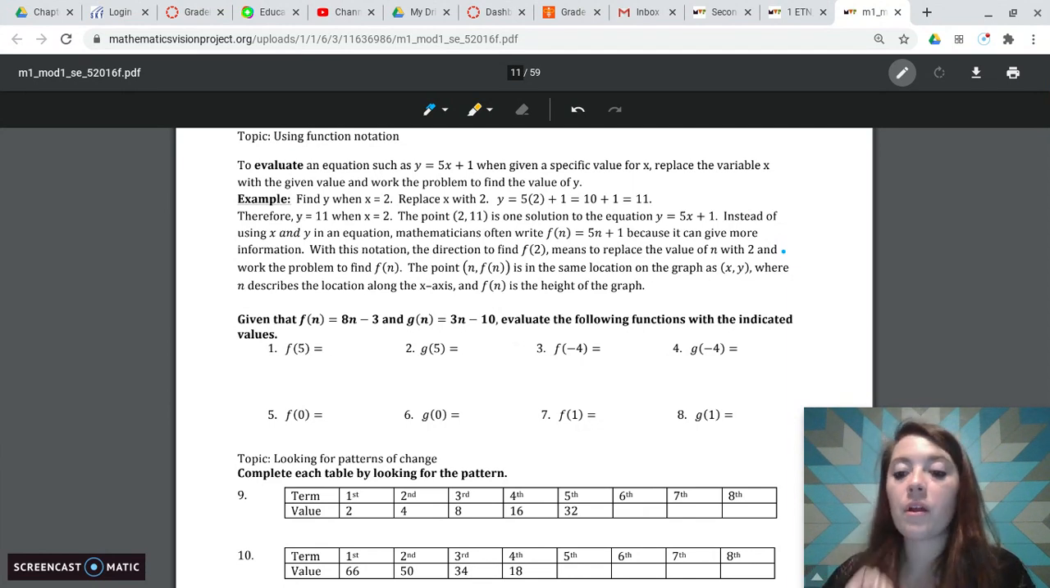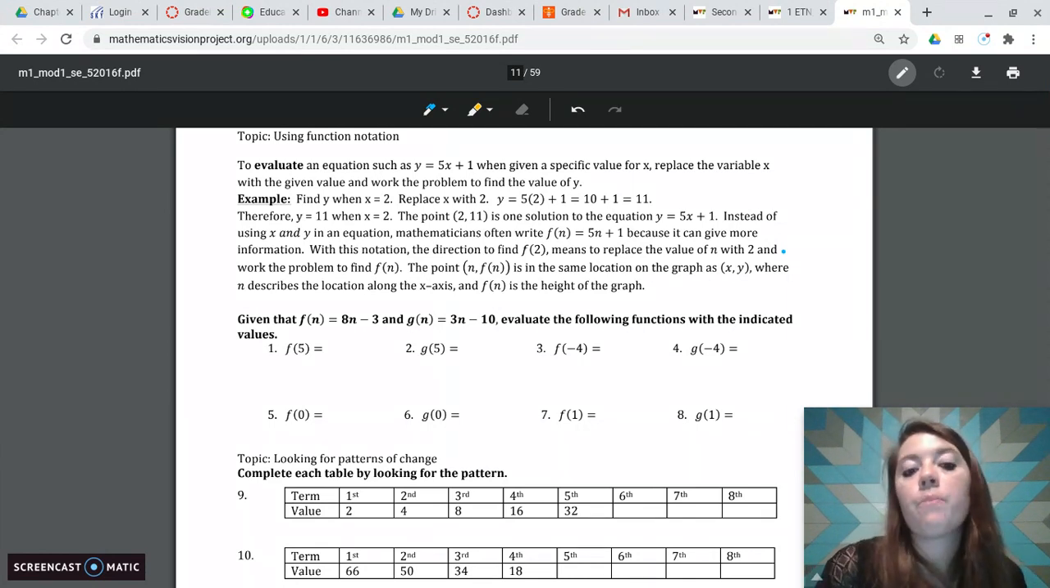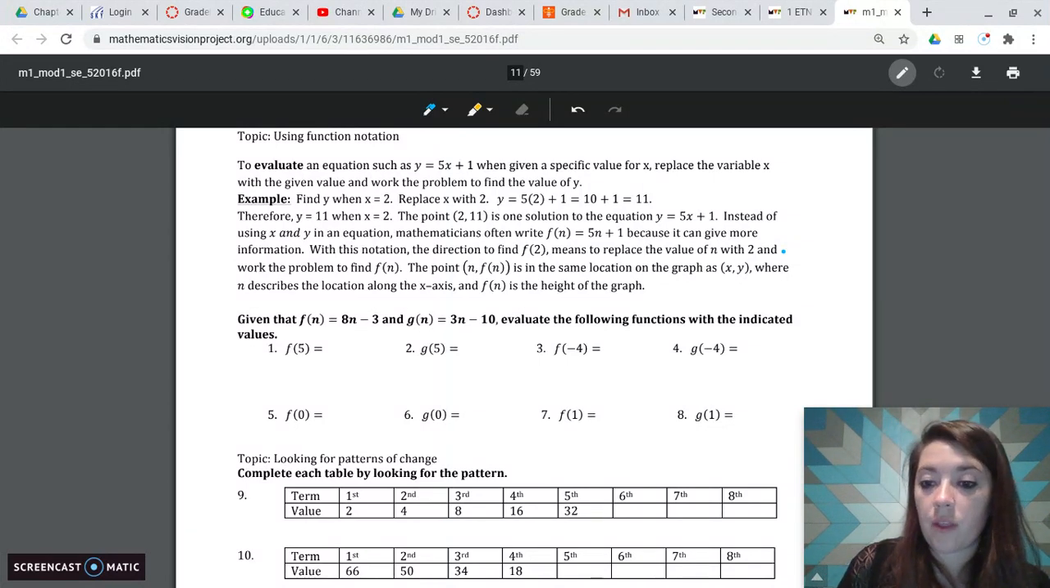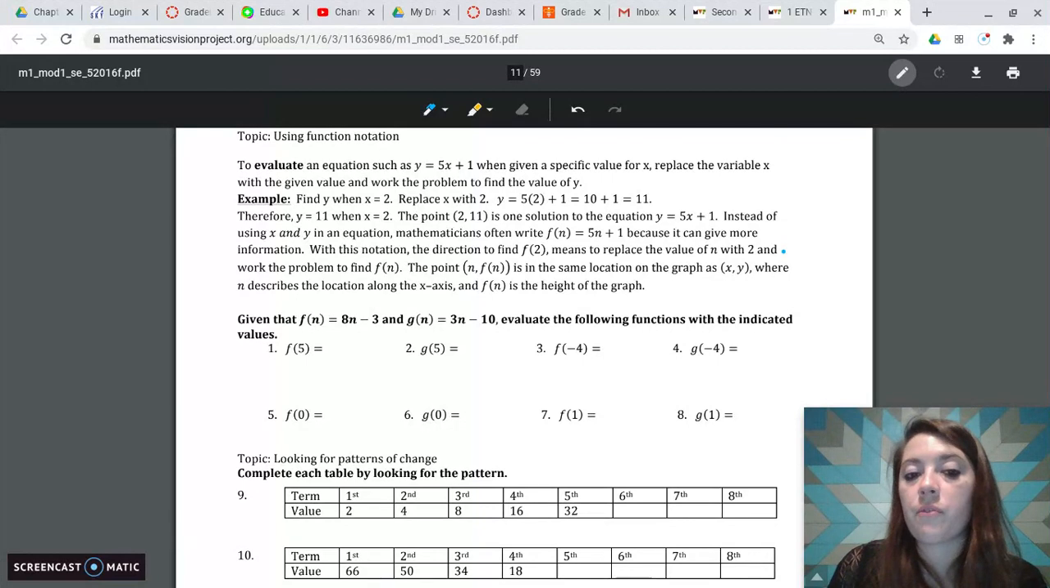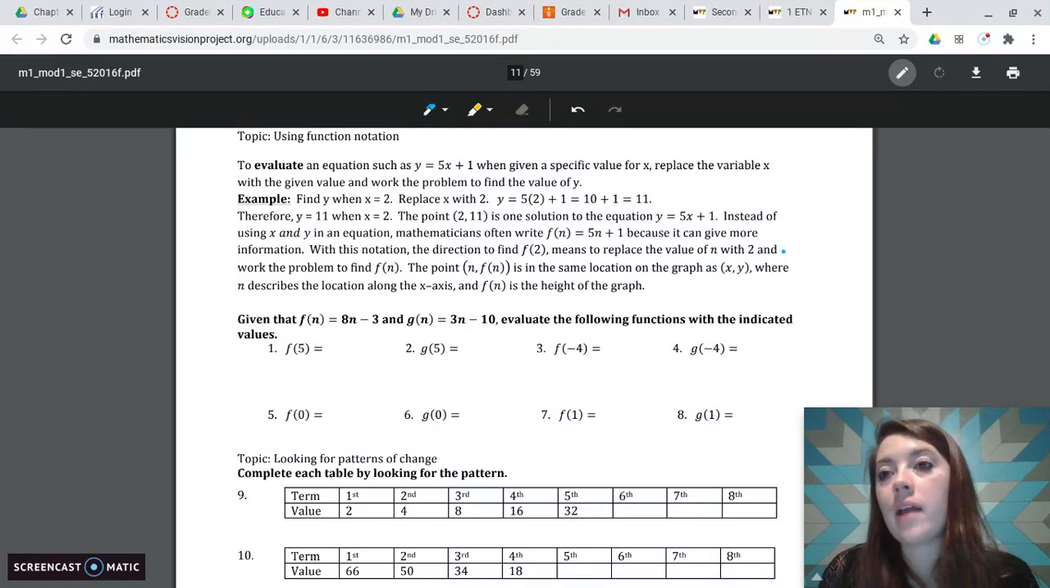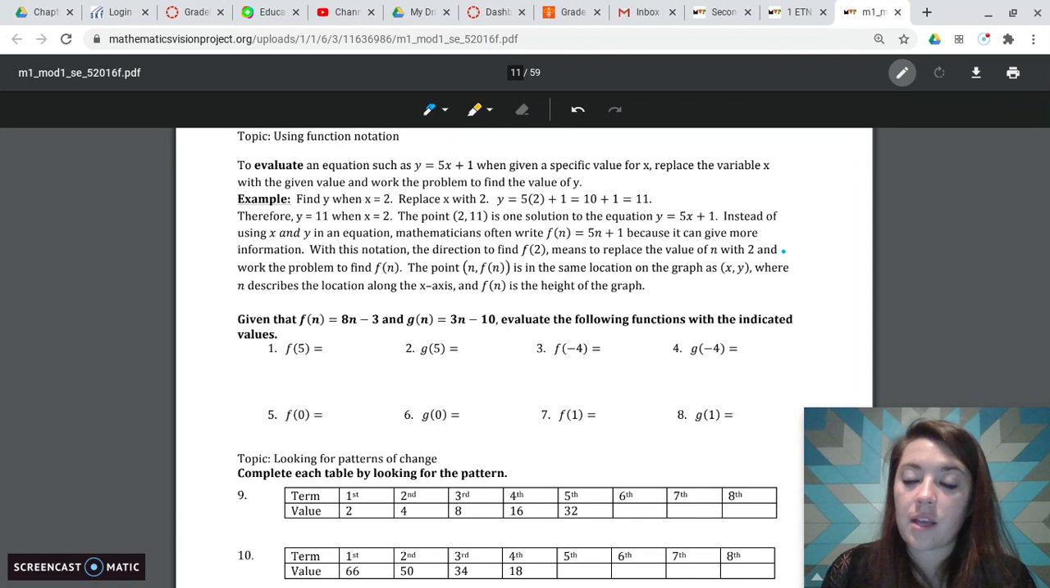For that variable, if we put a number in there, that's the number we're going to take and replace our variable with in the equation. So function notation makes it a little easier to say, hey, we want to substitute the variable in this equation with this number. It's a little easier than having y equals something and then having to say, oh, and x equals such and such.